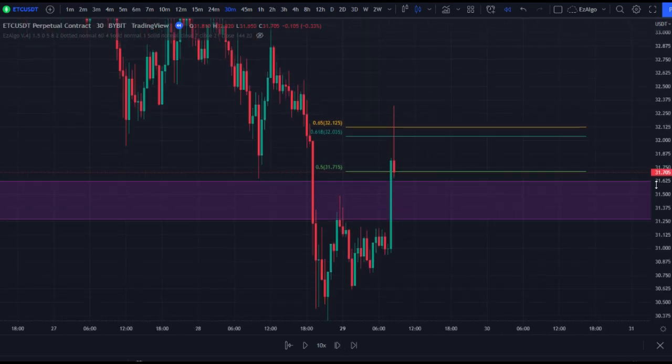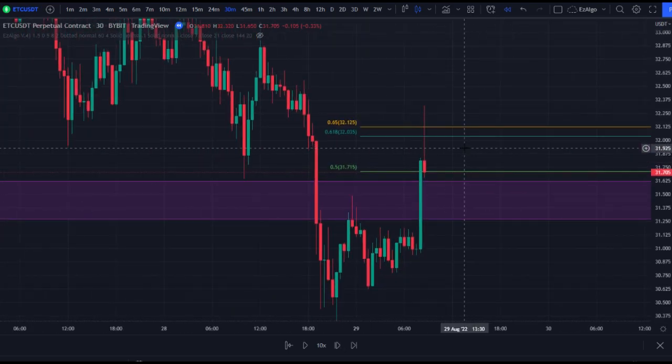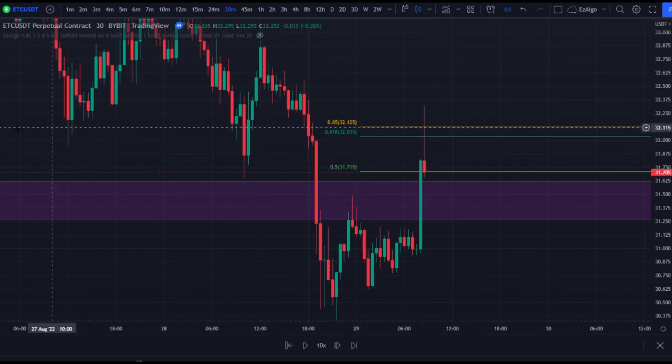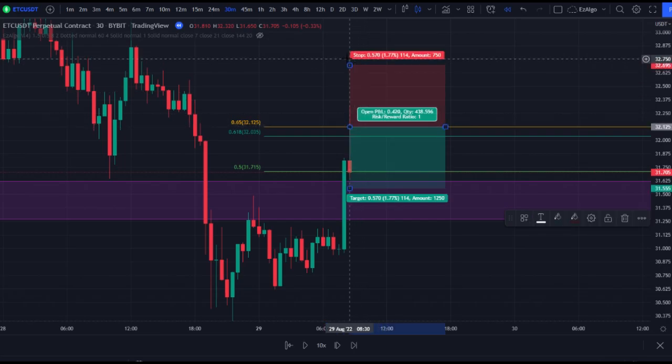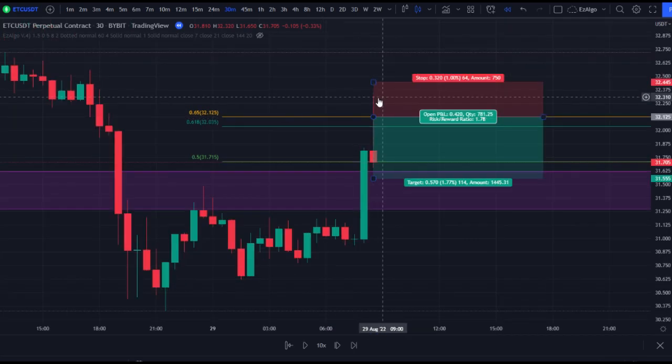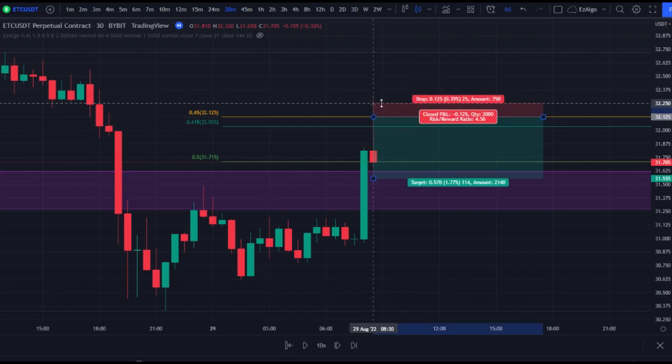Guys, look what just happened. Swing failure of the 0.65 retracement level. That's a swing failure of the 0.65 retracement level. So as soon as price comes above, we're looking to take a short on the retrace. All right, and it starts retracing. Now we're going to enter that trade.